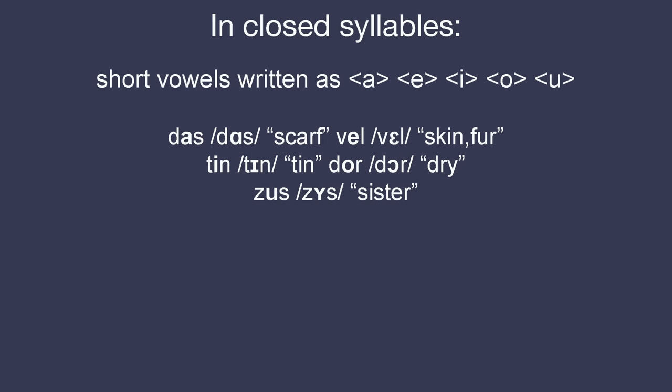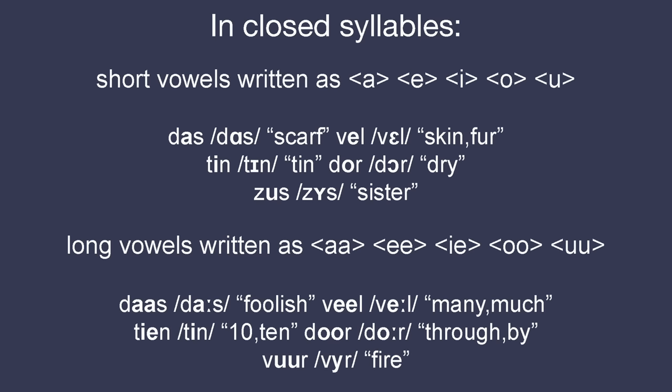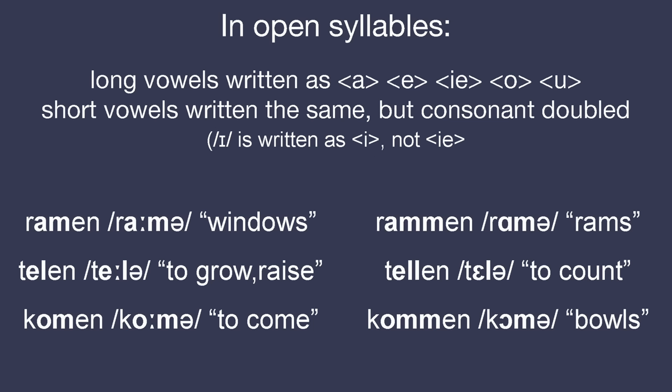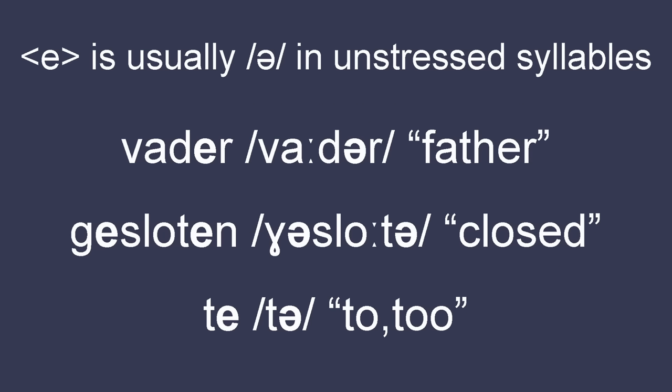In orthographic closed syllables, short vowels are the default, written with monographs a, i, o, u, and the long vowels are written with those letters but doubled, except for long e, which is spelled with ee. In orthographic open syllables, long vowels are the default, and consonants following the short vowels are doubled. E often represents schwa in unstressed syllables, similar to in German and others.